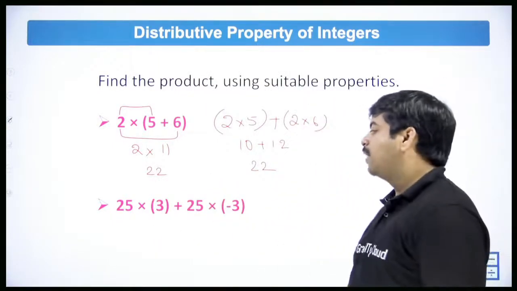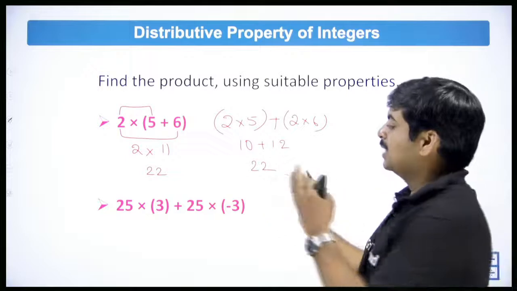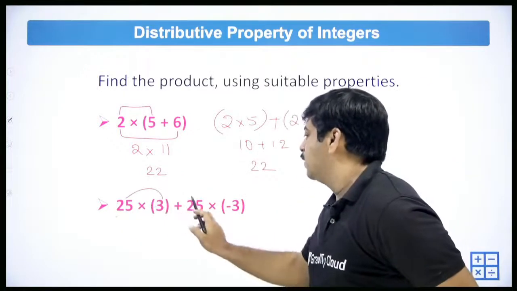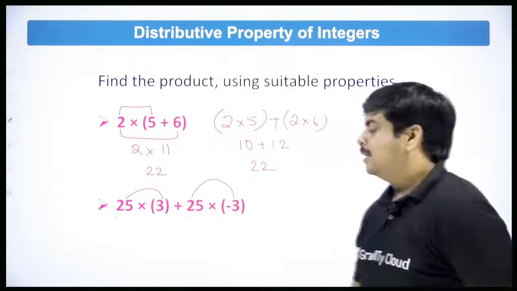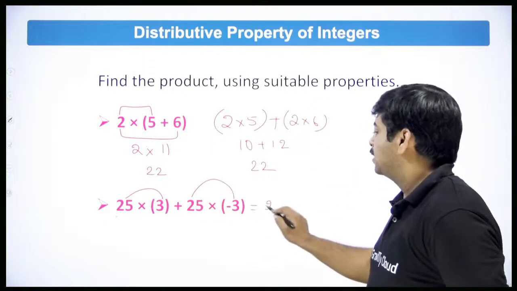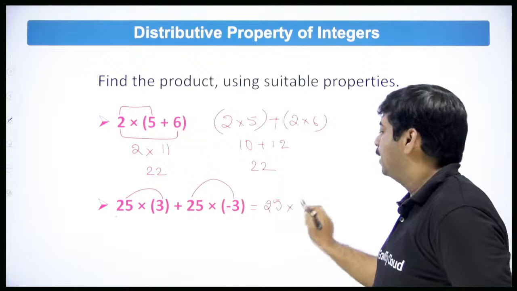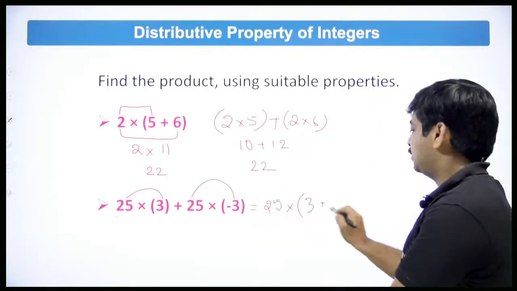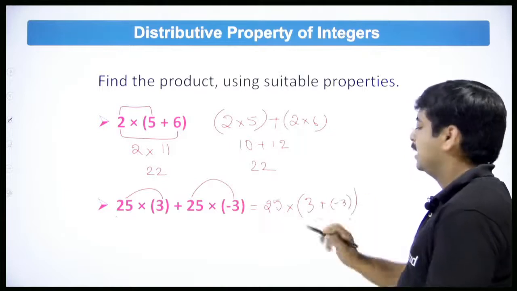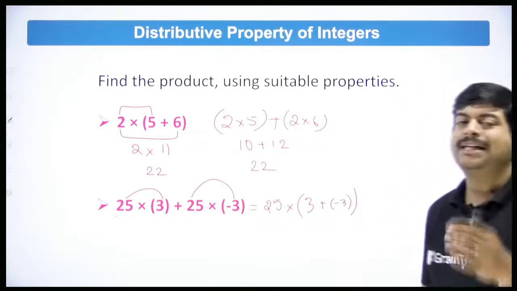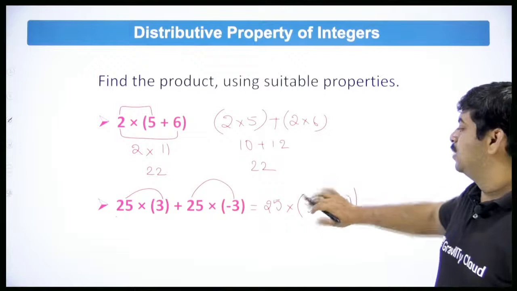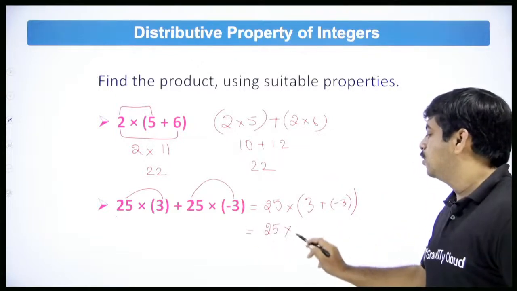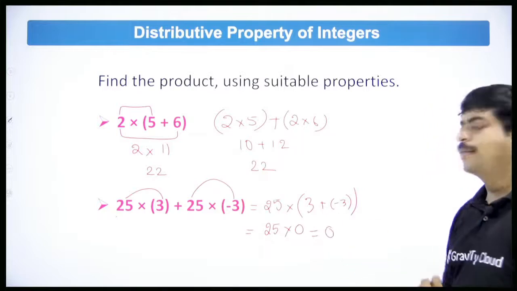25 into 3 and 25 into minus 3. It is again the reverse way. 25 we are distributing to 3 as well as 25 we are distributing to minus 3. So using distributive property, I can write that as 25 multiplied by both the numbers, 3 plus minus 3. So what is 3 minus 3? 3 minus 3 is 0, so 25 into 0, that will give you the answer as 0.